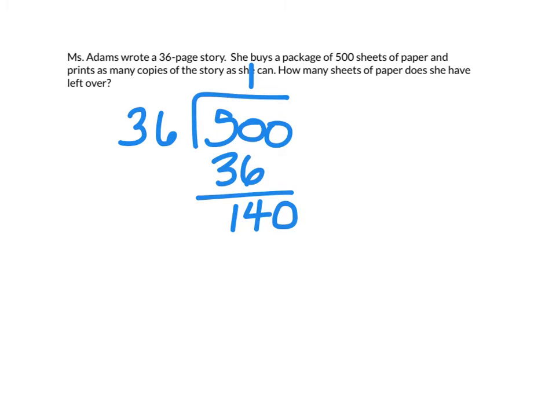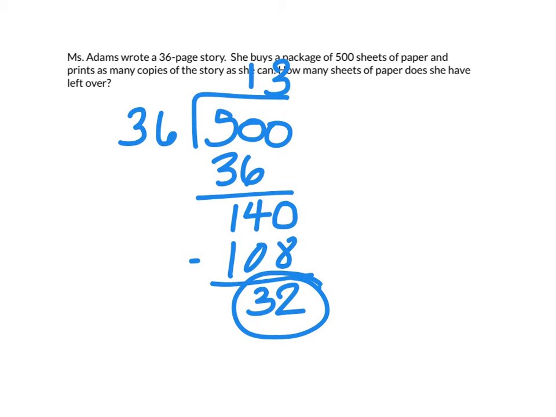and I know that if I multiply 3 times 36, I get 108, with a remainder of 32, which works because it's under 36. The point here, though, is obviously the division, but we also need to know how to interpret this remainder. What does the quotient mean? Well, that answered our original question of how many copies she could print. But that's not the question this time. The question this time is how many sheets of paper does she have left over?